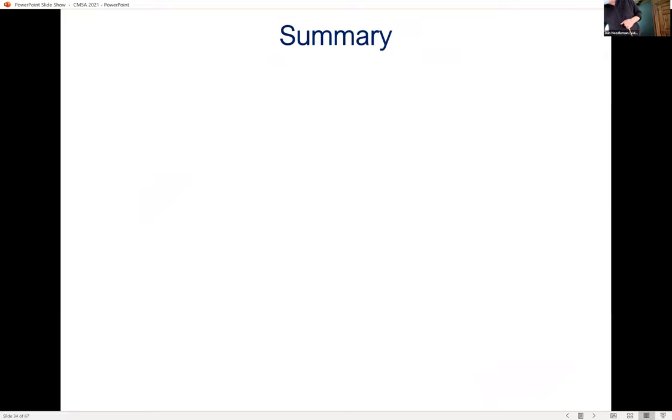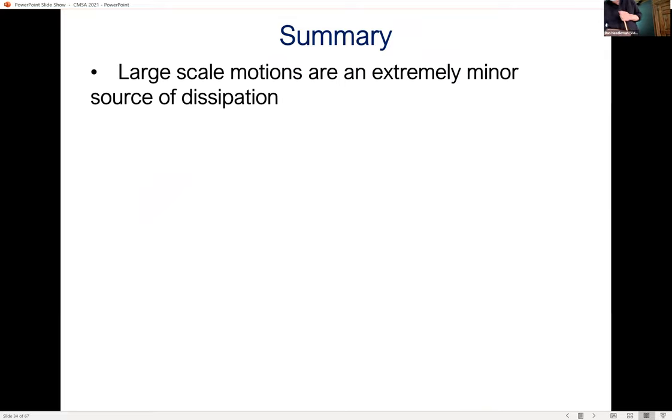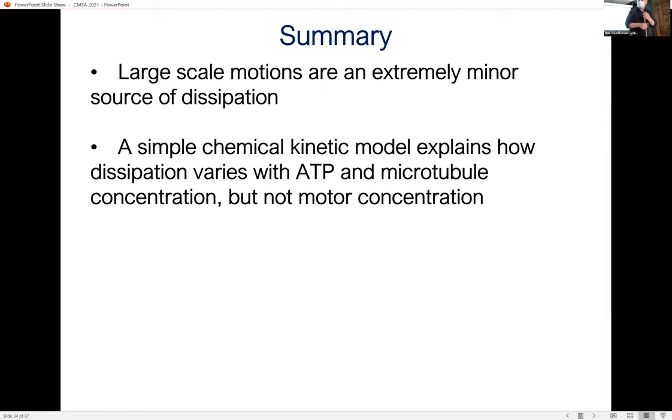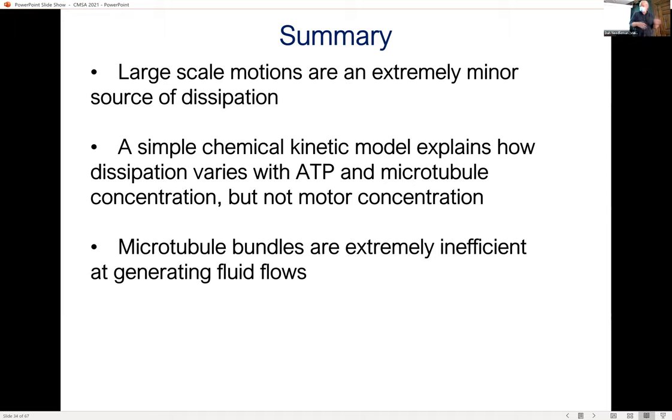Okay, so in summary, large scale motions are an extremely minor source of dissipation in this active matter system. A simple chemical kinetic model, which assumes everything is well mixed and nothing's under load, can actually do quite a good job of explaining the amount of dissipation, even though something more interesting is happening at high motor concentrations. And like I said, microtubule bundles are very, very efficient at generating fluid flows.